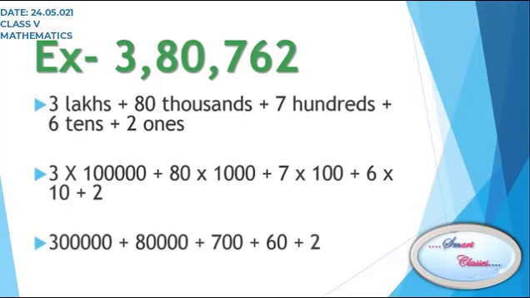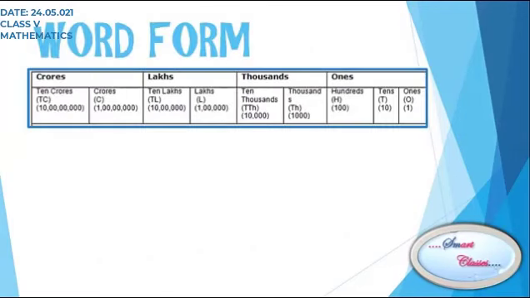Now moving towards the last form, which is word form. Again, the place value charts which are going to help us. So here is our place value chart and it's a random number.